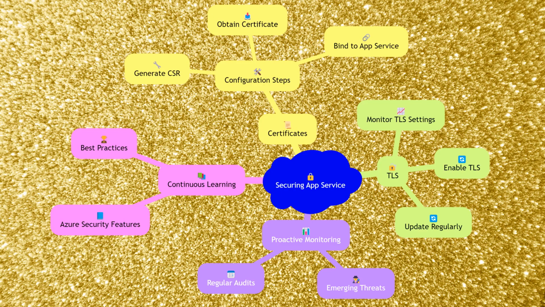Configuring certificates and TLS for an app service is a critical aspect of securing your web applications. By following the steps outlined in this presentation, you can ensure that your app communicates securely with its users. Stay proactive in monitoring and updating your security settings to protect against emerging threats. Continue learning about Azure security features and best practices to keep your applications safe and compliant.